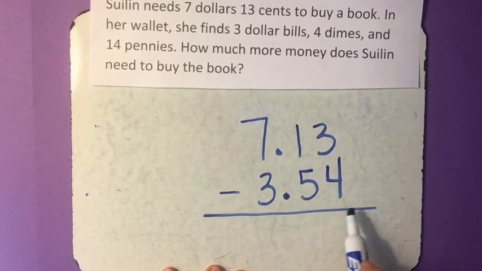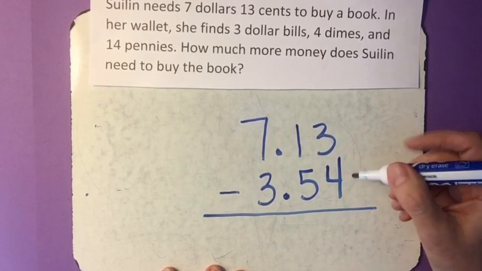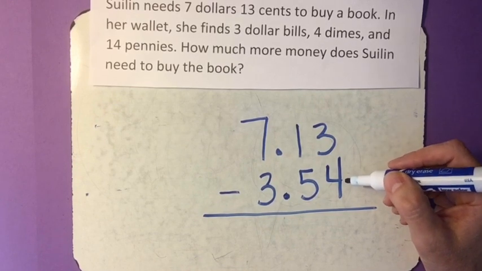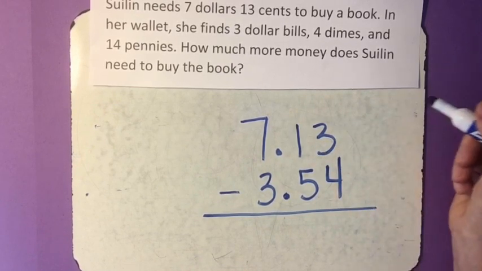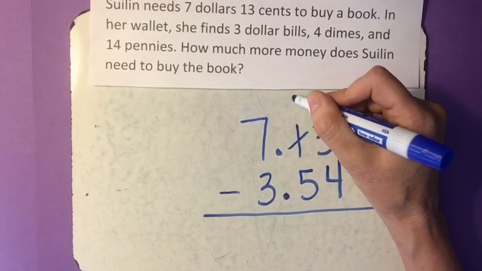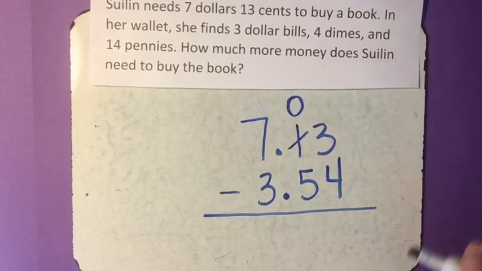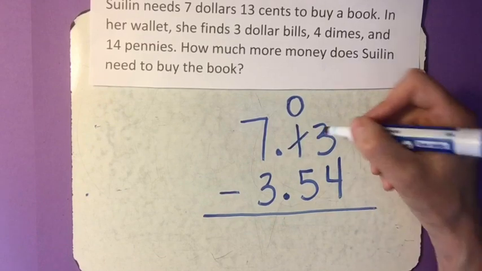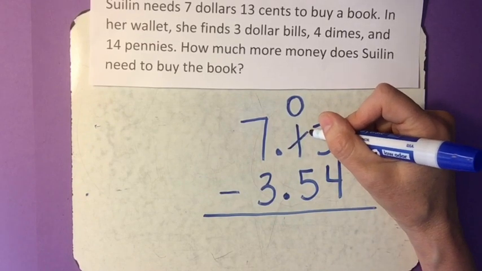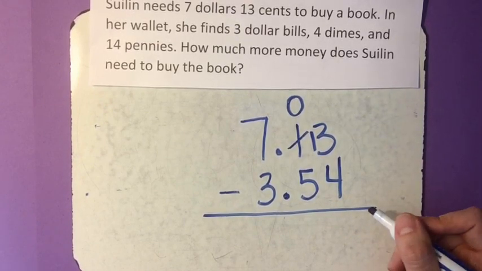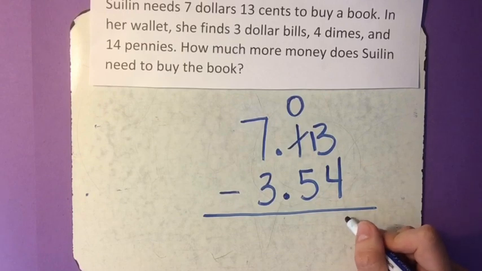$7.13 minus $3.54. So I'm going to start with my pennies, and I'm going to say 3 take away 4. I can't do that, of course, so I need to borrow. I'm going to borrow 1 dime, which will leave me 0 dimes, right? And that dime is going to hop over here to help the pennies. So now I have a dime plus 3 pennies, so I have 13 cents. And now I can go ahead and subtract 13 take away 4. And what is it? It is 9.